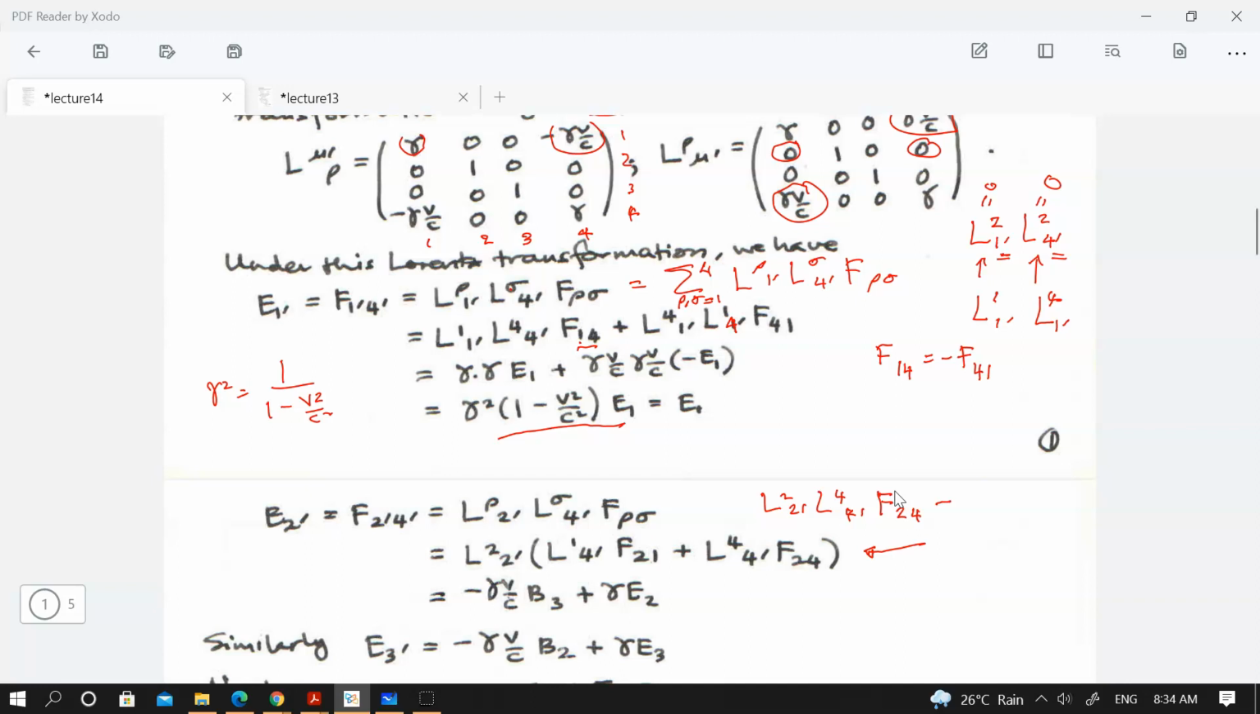I would have to have that. Okay. L22 dash, right, okay, L22 dash is that one there, and then this will have to be contracted with F2, and then I need to determine what this one is.